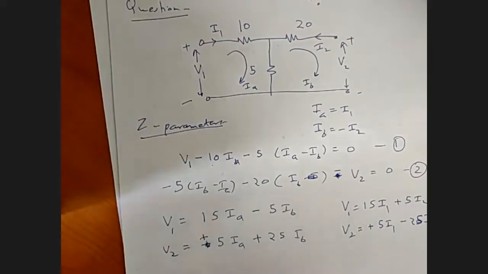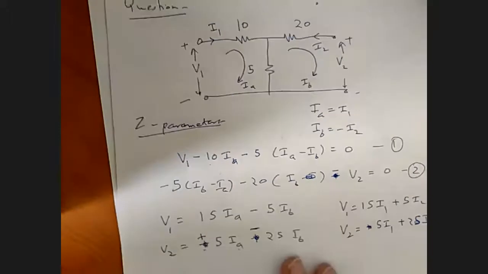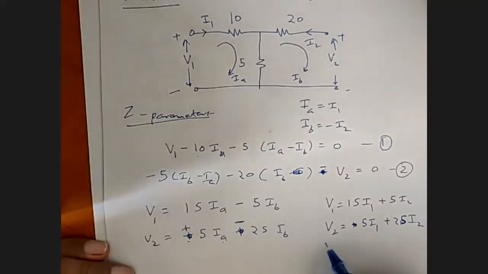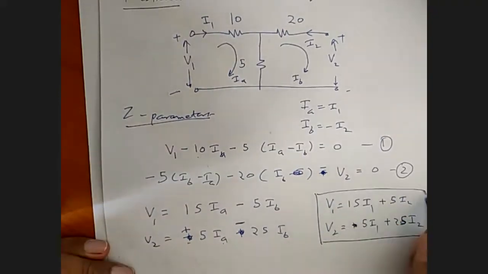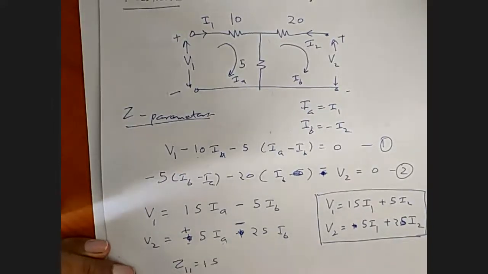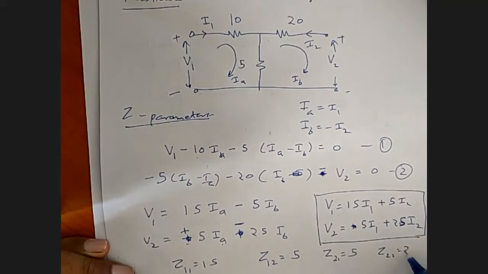So it will be plus 5 I1 plus 25 I2, and minus 25. So V2 equal to 5 I1 plus 25 I2. Now compare these with the standard equation. You get Z11 equal to 15, Z12 equal to 5, Z21 equal to 5, and Z22 equal to 25.